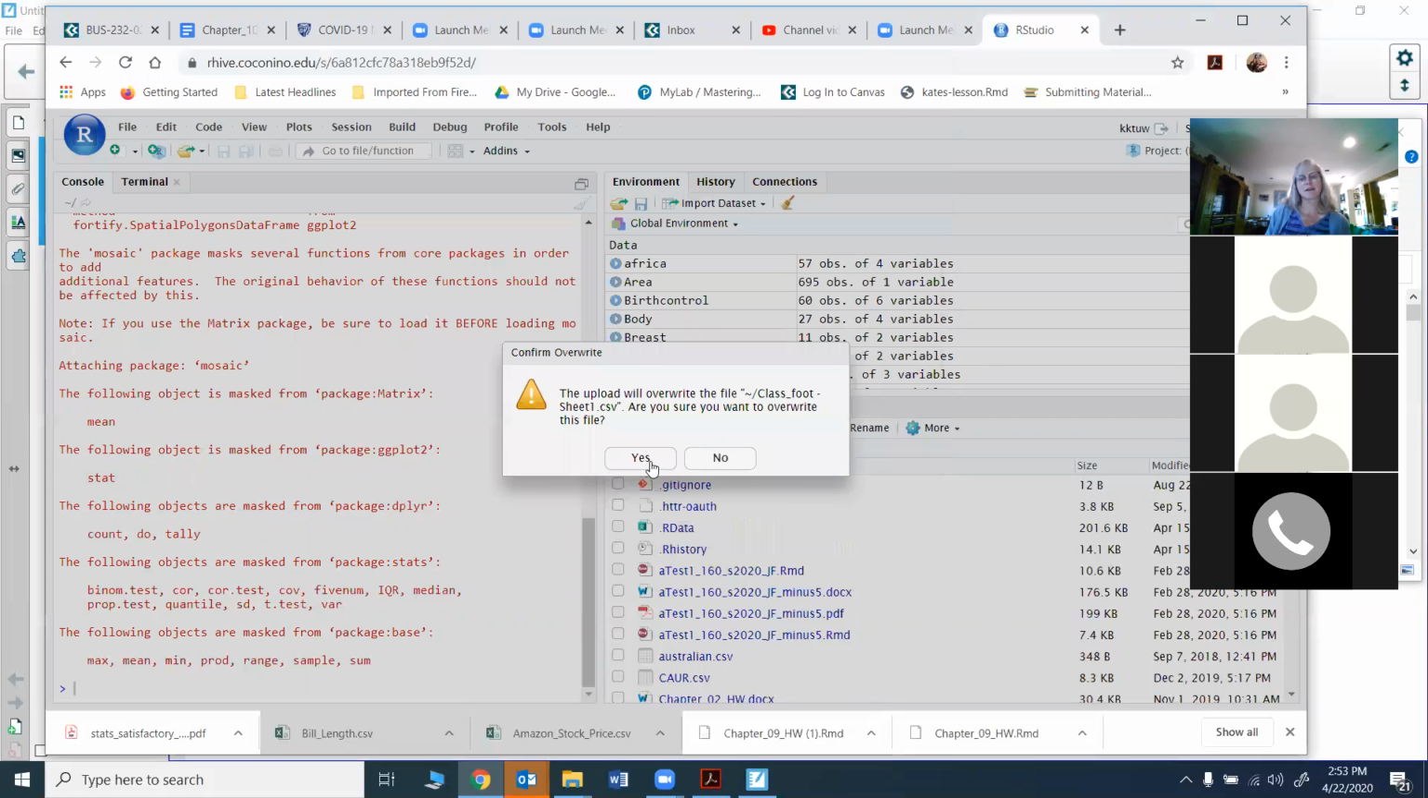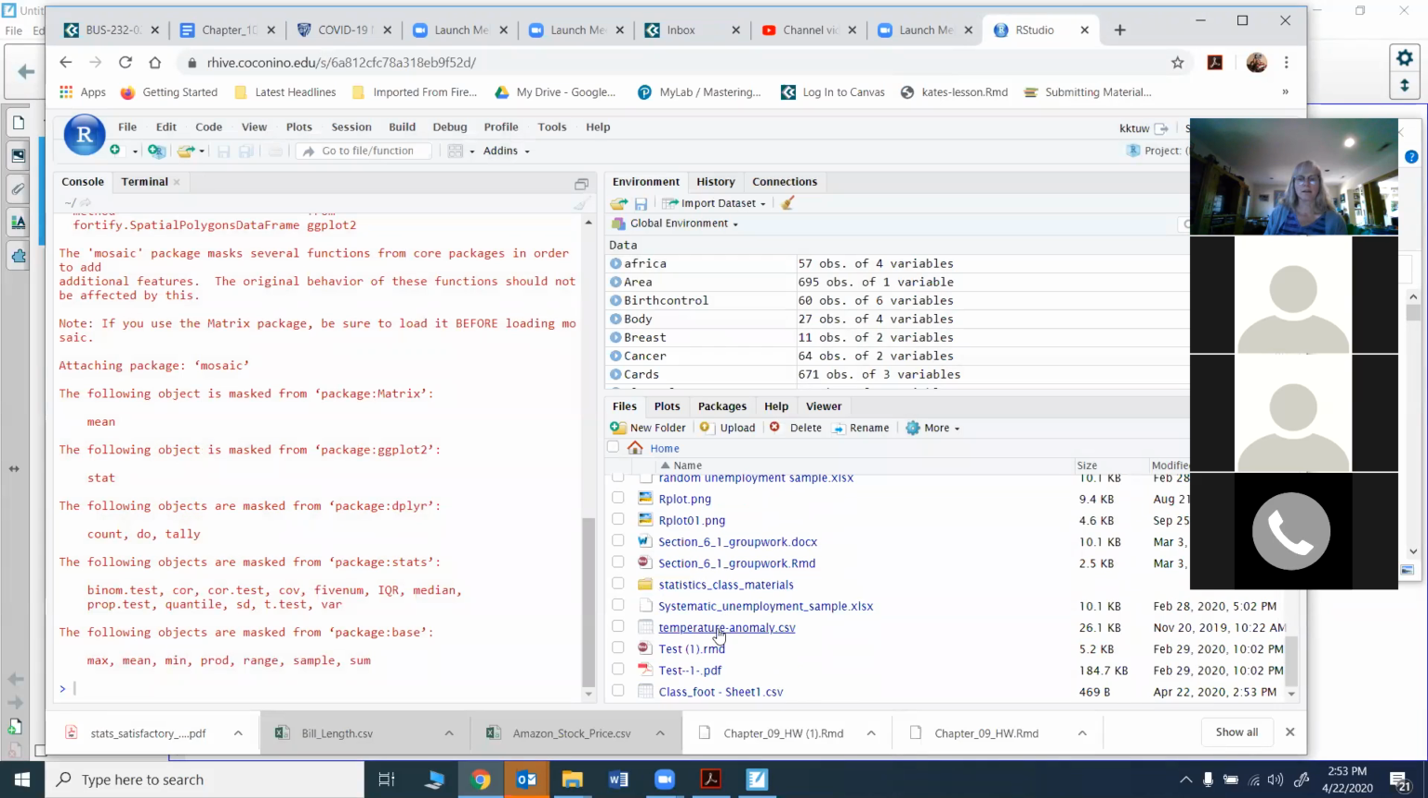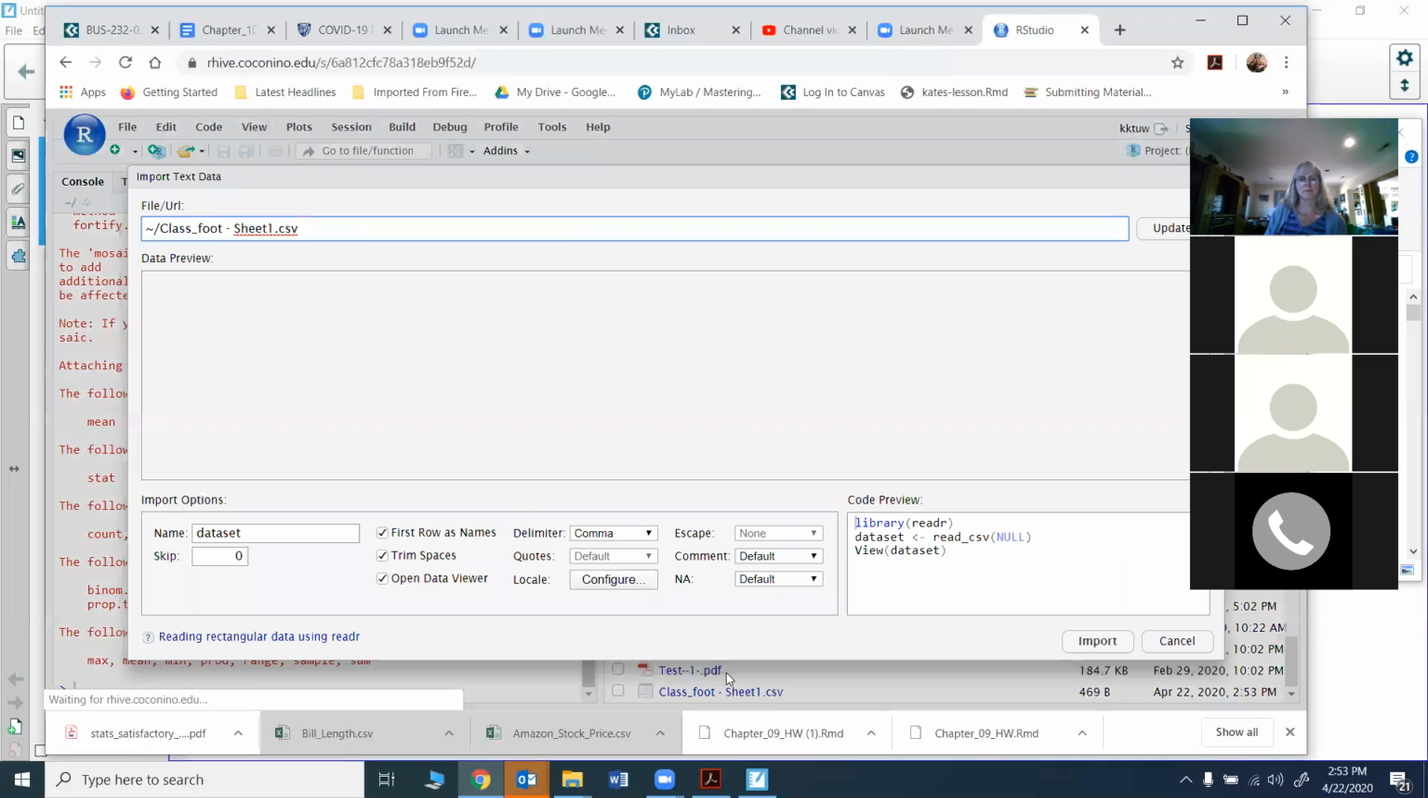And I'm going to say yes, because I already did this before. So if you've already done it before, you could also override it. It's up to you. And once you've uploaded your file into here, you'll find it in your list of files. It's right down here, usually at the very bottom, but not always. Click on it and say, I want to import it. So you want to import this data set.